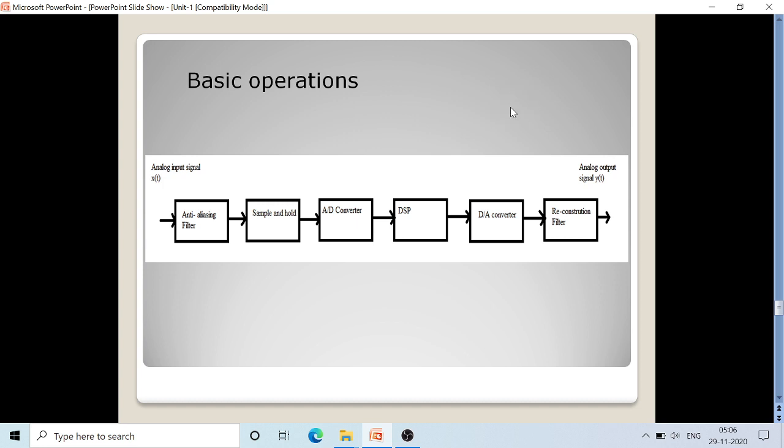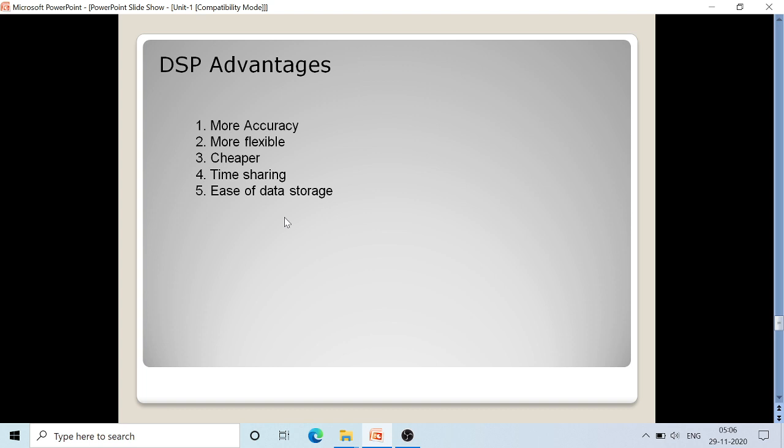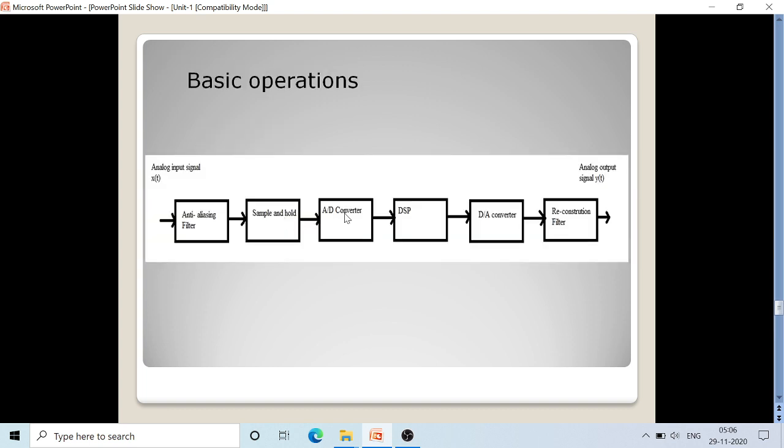Now to understand these operations in more detail, we can see the basic operations which were also included along with the steps shown on the previous slide. Here the analog input signal x of t is given as input, and in the first stage an anti-aliasing filter is used, which is basically a low pass filter. It will pass the low frequency components, and its output is provided to the sample and hold circuit, which is basically used for sampling. After this it is passed to the A to D converter.